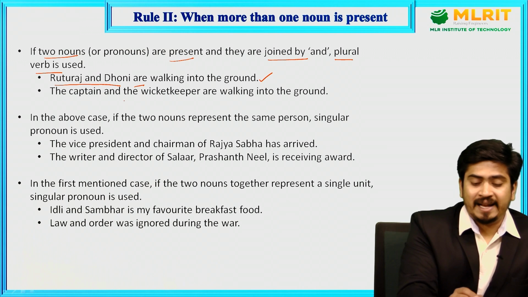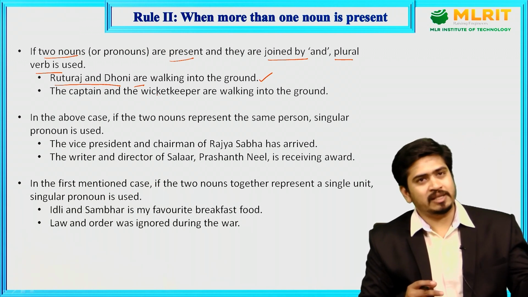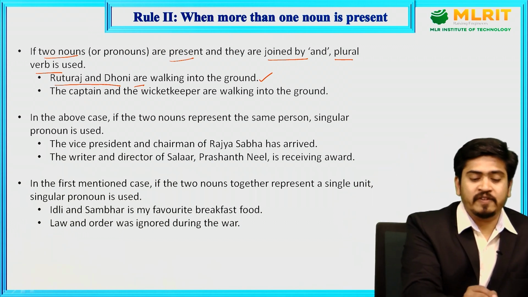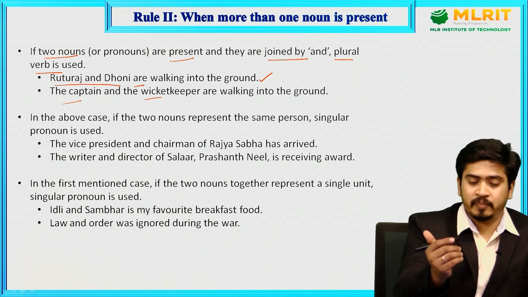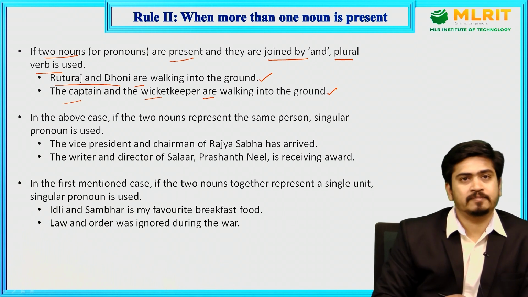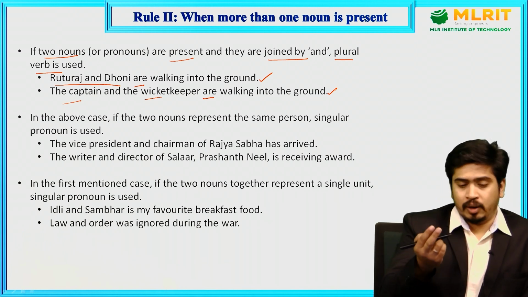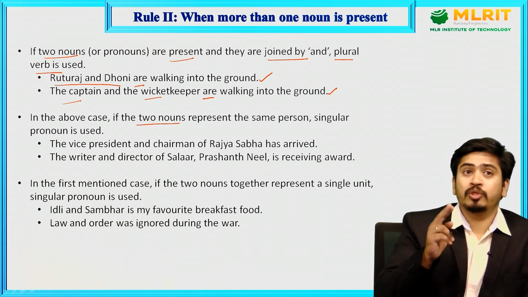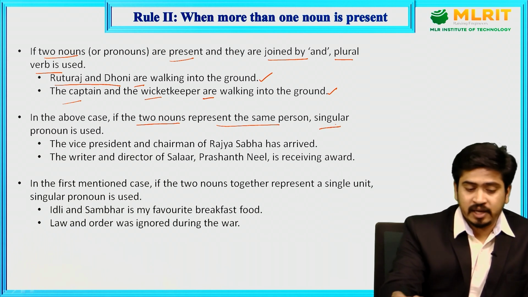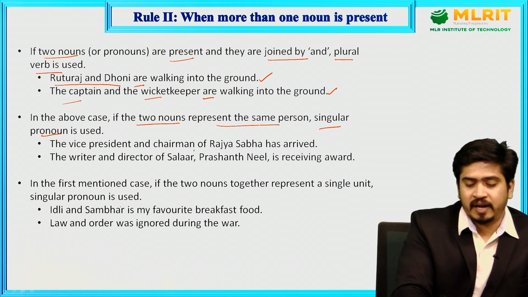The captain and the wicket keeper. As of now, CSK's captain is changed. So the captain is different, wicket keeper is different. So two different people. These two nouns represent two different people. So plural verb are is there. So this is also correct. Now second case. In the sentence you have two nouns, but those two nouns represent the same person. Then singular verb should be used. See this one. The vice president and chairman of Rajya Sabha.